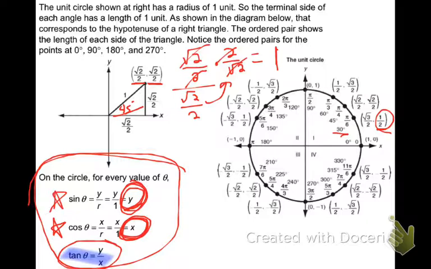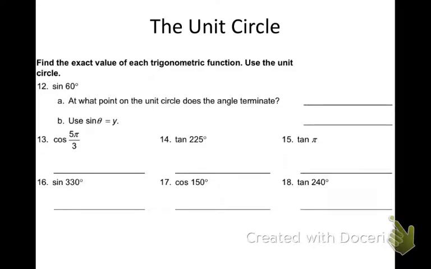Okay, so let's look at a couple. I'm going to be referencing back and forth. I'm going to go back and forth from the next page to this page, just so you know. So let's look at number, we're on 13, I think. I missed 12, or did I repeat 12? I think I repeated 12. Find the exact value of each trigonometric function. Use the unit circle.